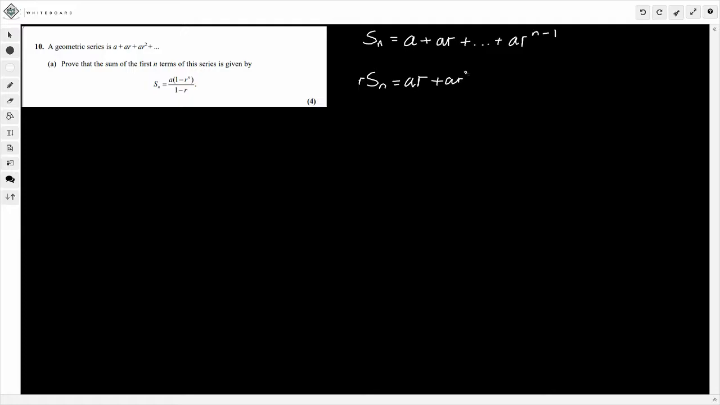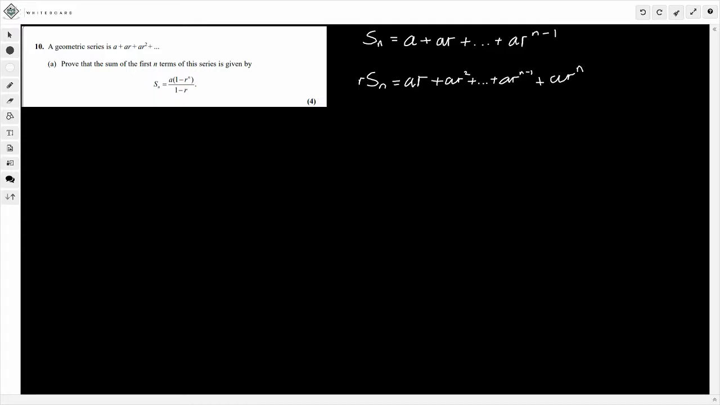And this is going to carry on again all the way up to the very last term, but I'm going to put this one just before it: ar to the n minus 1. Then our very last term, if you were to add 1 to the power here, you'd get ar to the n. So that's our last term.